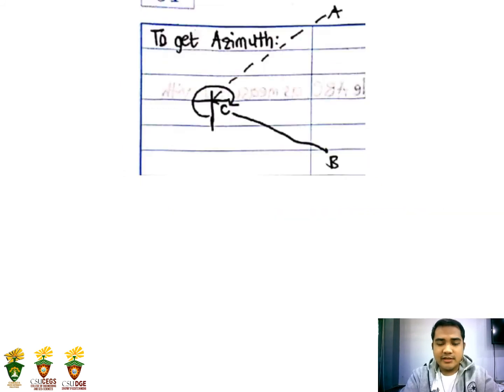Alright, so the next thing that we should do, another required item to solve, is getting the azimuth.